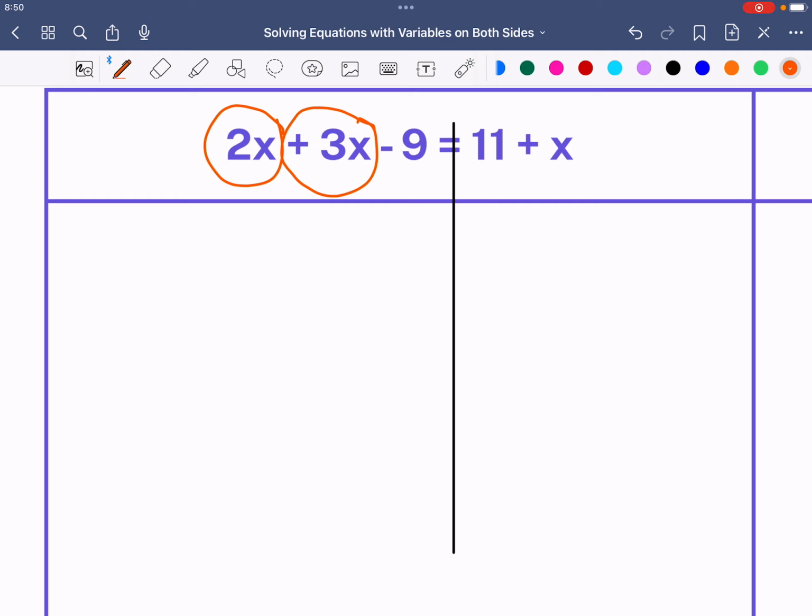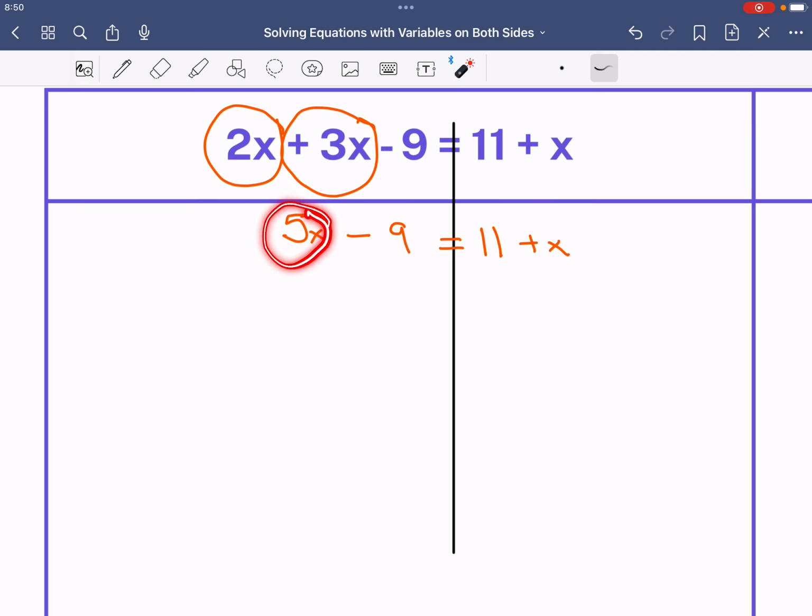So 2 plus 3 is 5, so we have 5x. Bring down that minus 9 equals the right side. There's nothing to simplify, so I'm just going to bring it down as 11 plus x. Now I move on to that second step of moving the variables to the same side. All right, we have a 5x and a positive 1x. Remember, x is the same thing as 1x. I'm going to put a 1 there.